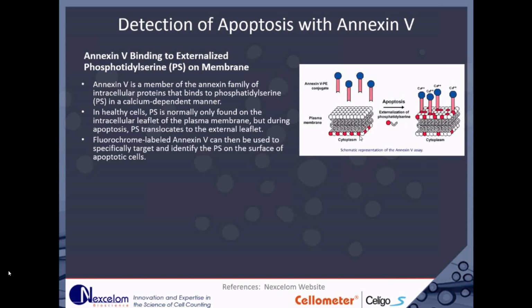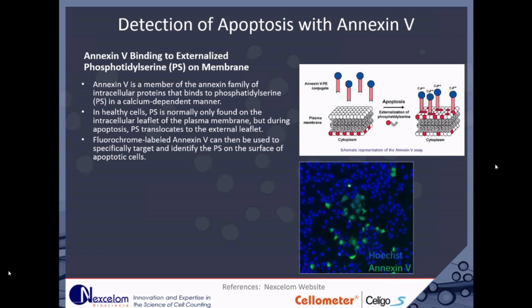You can see a healthy cell with the PS on the inside of the membrane, and then as it goes to apoptosis, the red molecule goes to the outside, and then we can bind it with the FITC-labeled Annexin 5. Here's an example image where you have Hoechst-stained nuclei and Annexin 5 labeled apoptotic cells.